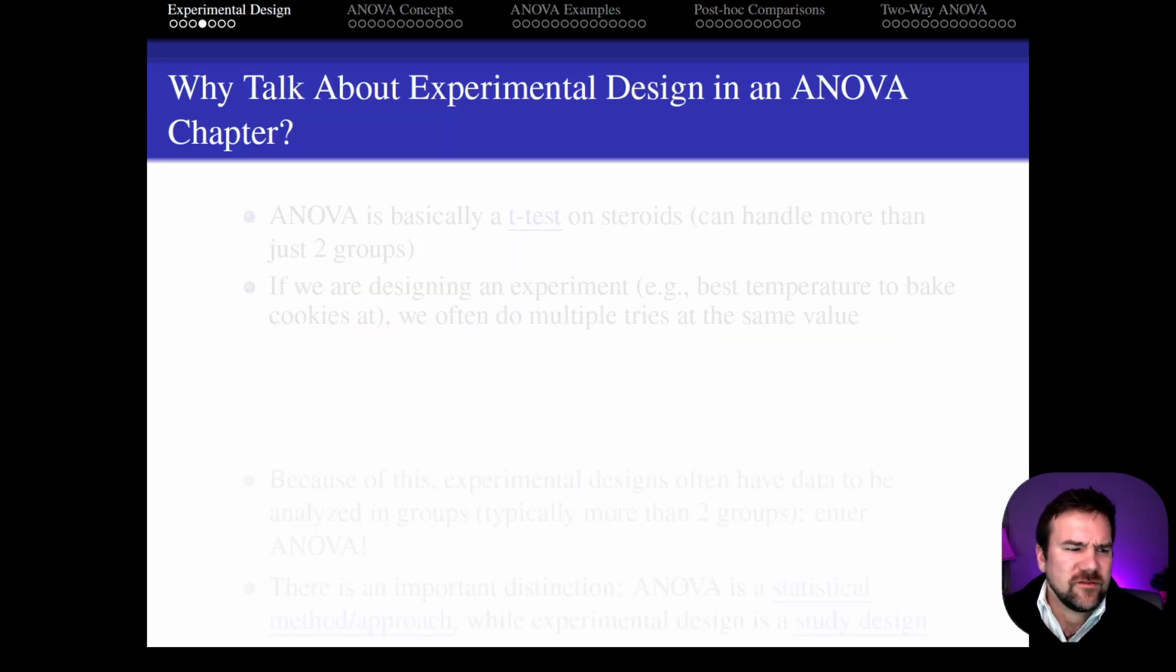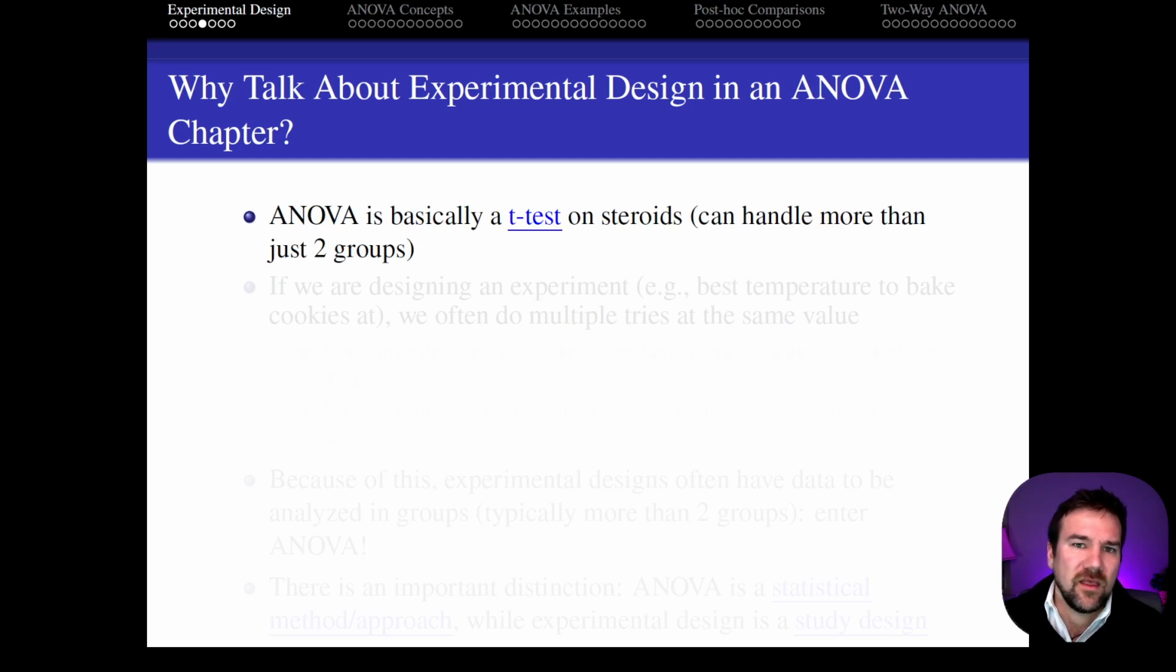All right, so we've just talked a little bit about something that might seem completely random to you, experimental designs. So why do we talk about these in an ANOVA chapter? Well, first of all, it's good to know what ANOVA does, and then we'll talk a little bit about why ANOVA and experimental designs go hand in hand.